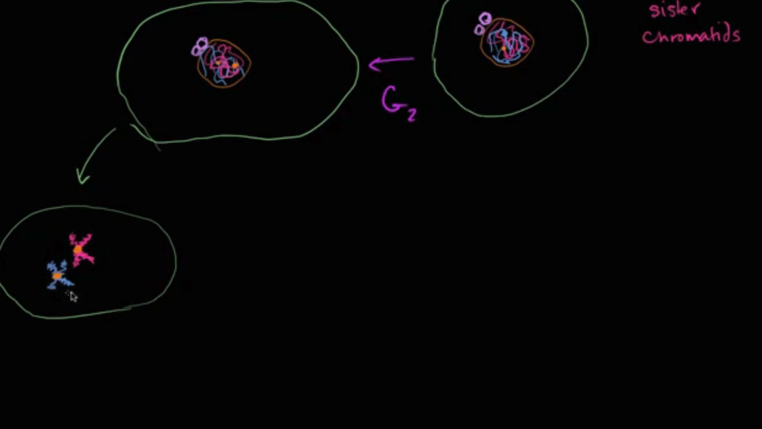So they're condensing now as we enter into mitosis, and the nuclear membrane starts to go away. So the nuclear membrane is starting to go away, and these two centrosomes start to migrate to opposite sides of the cell. So one of them's going over here, and one of them's maybe going to go over here. So they're migrating to opposite sides of the cell.